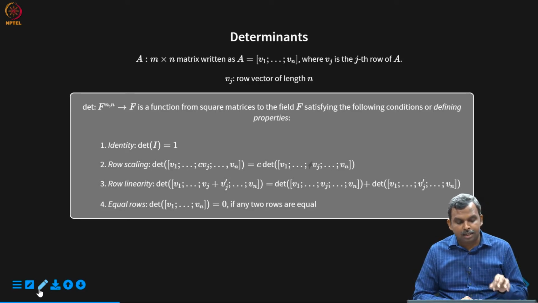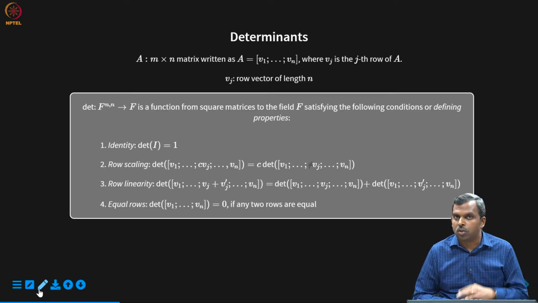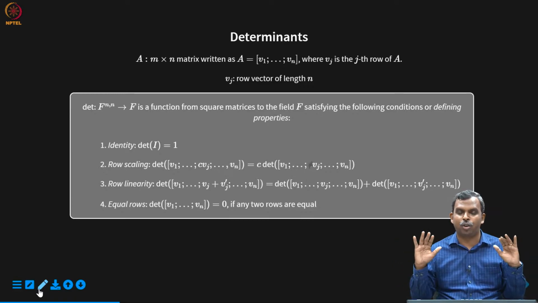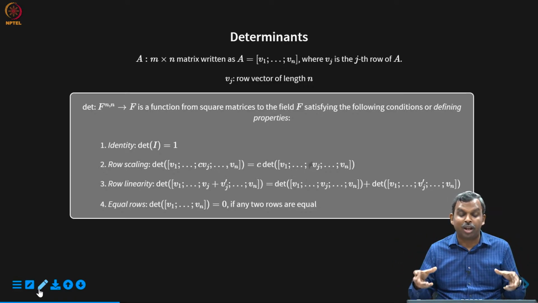And then the last one is equal rows, which says that if two rows are equal, then the determinant should go to 0. So these are the properties that one needs for a function. Like I said, assuming you don't know anything about determinants, you don't know the formula, you've forgotten the formula, how do you define a determinant? Determinant is some function which satisfies these four properties.